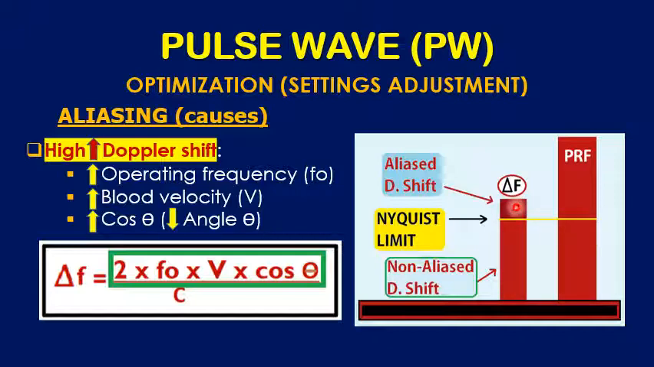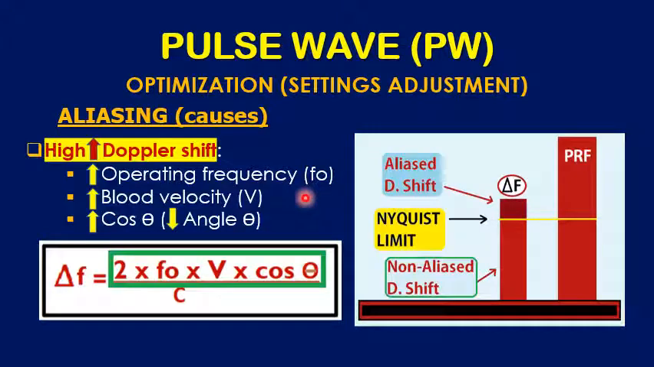So in this diagram, what can we tell? We can tell that not all the velocities will be shown in the opposite direction, only the velocities that are beyond the Nyquist limit of the PRF. So what are the reasons I can get aliasing? Why might I get a Doppler shift higher than the setting here? If the operating frequency is high, we know from this formula that I will get a higher Doppler shift, and with a higher Doppler shift I have a chance of getting aliasing here.